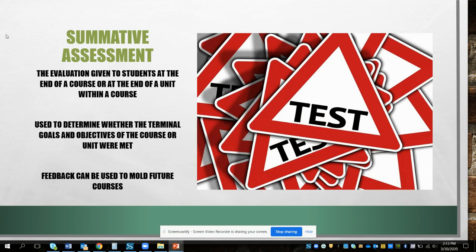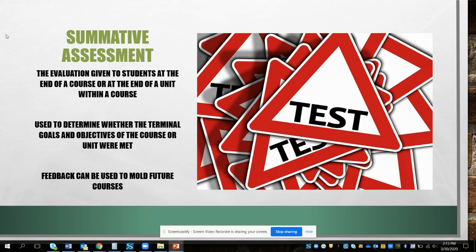With summative assessments, these are the evaluations given to the student at the end of a course or at the end of a unit within a course. And these are used to determine whether the terminal goals and objectives of the course or unit were met. And the feedback is more used to mold future courses and change how you might do things in the future, not necessarily for this one particular student.